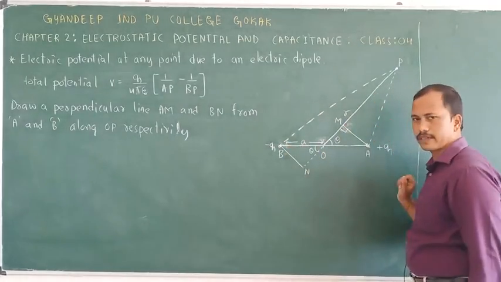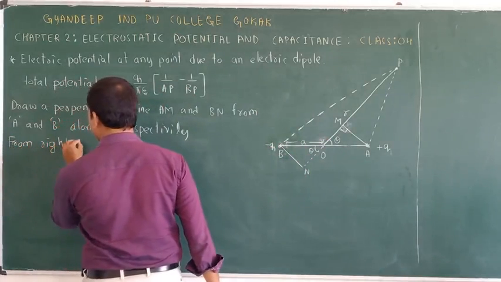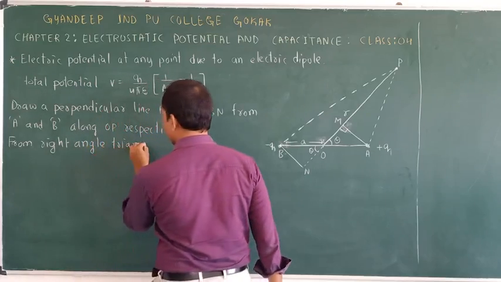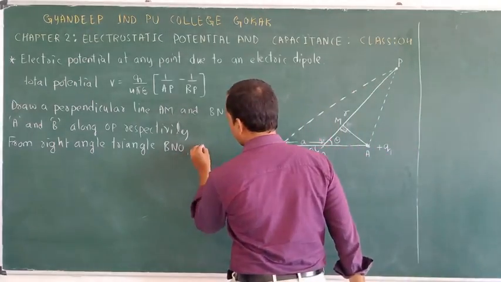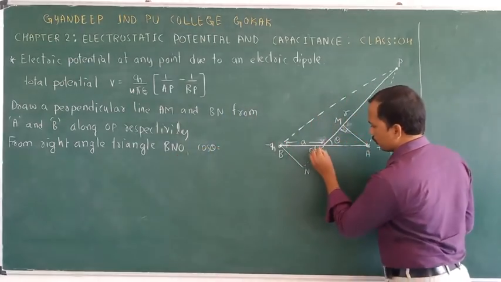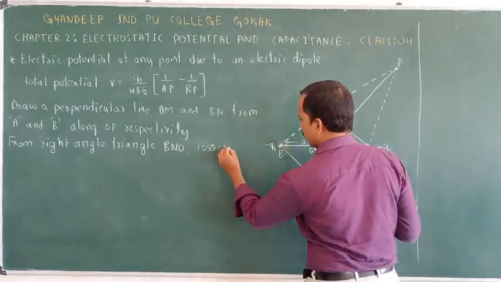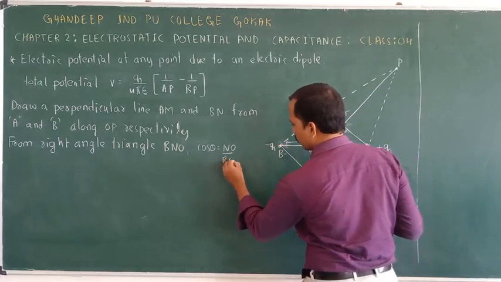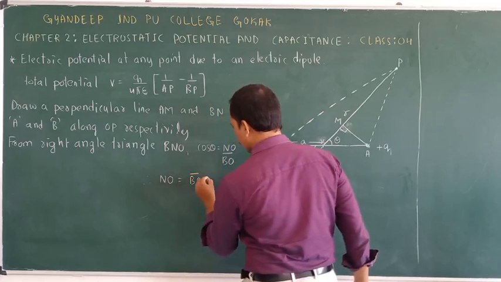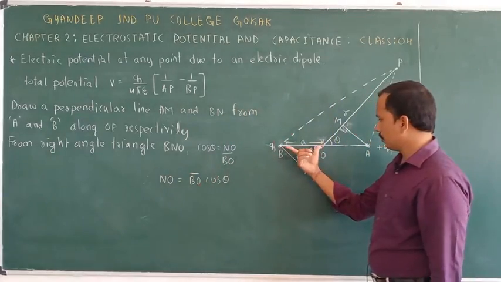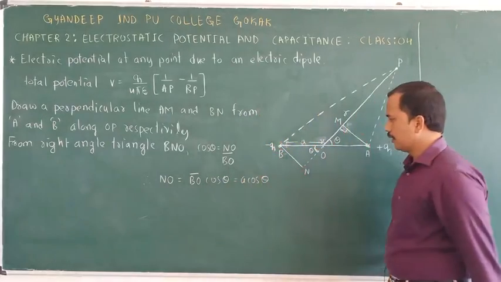So from this, we can consider triangle BNO. From the right angle triangle BNO, the value of cos theta is equal to, where theta starts from this side, the common side, NO divided by BO. Therefore NO is equal to BO cos theta. And what is the value of BO? BO is nothing but a, so this is equal to a cos theta. This is the value of NO.